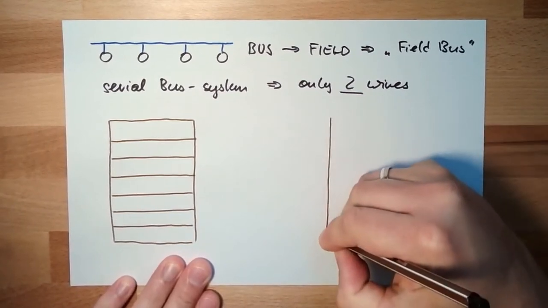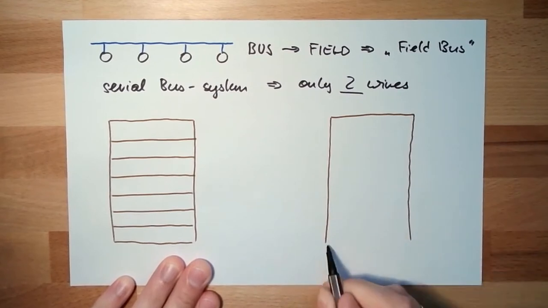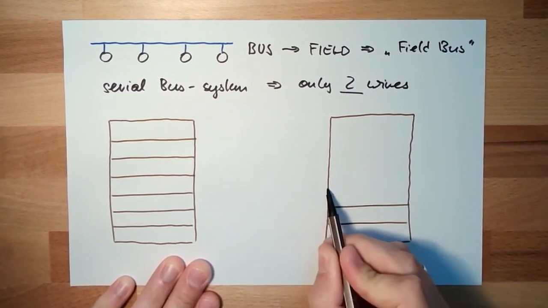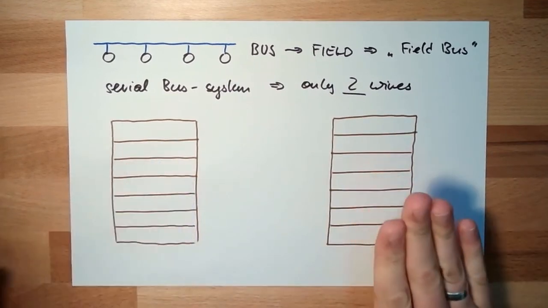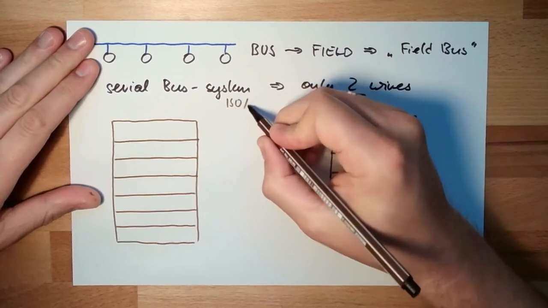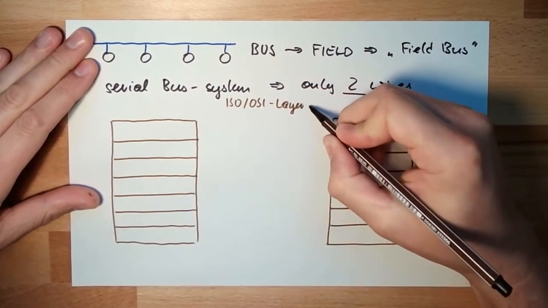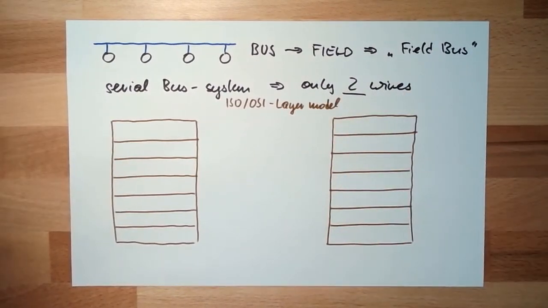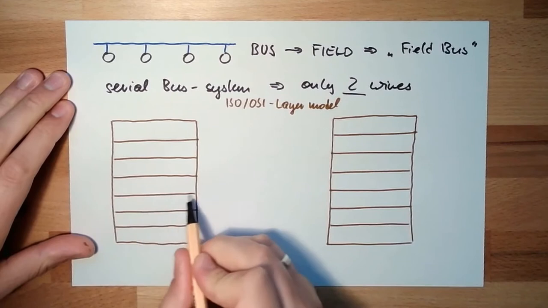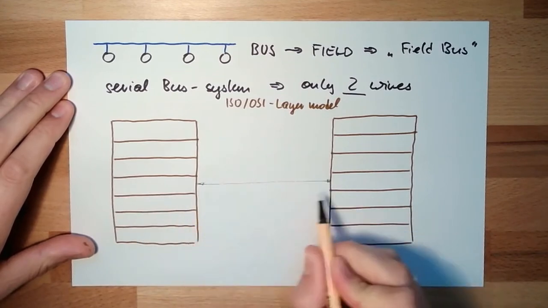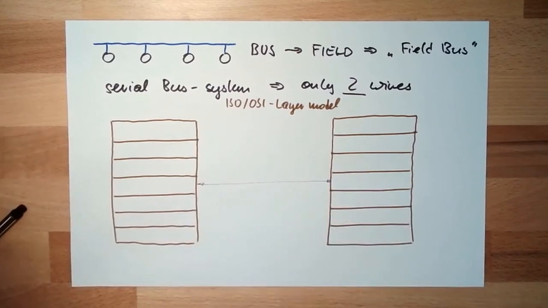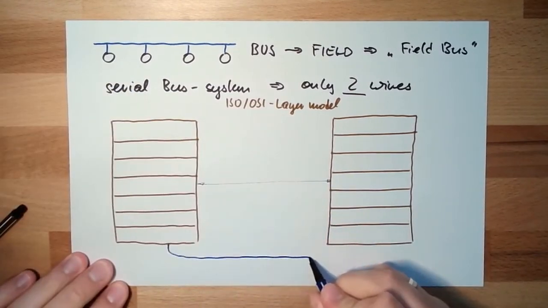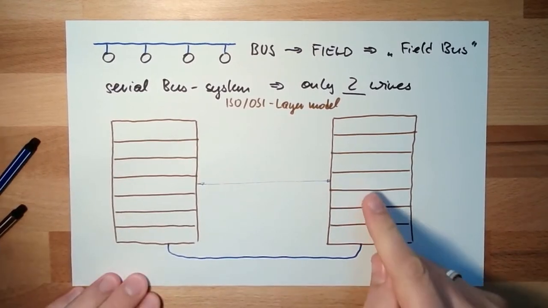And every communication partner has these 7 layers implemented. 1, 2, 3, 4, 5, 6, 7. There's a separate video about this. This is called the ISO OSI layer model, a reference model for layers. The idea is that every layer communicates with the other layer. For this layer, it really looks like it would directly communicate with this layer. However, in reality, the information is going down through the layers, and down here we do have the connection. And then we're going up again.